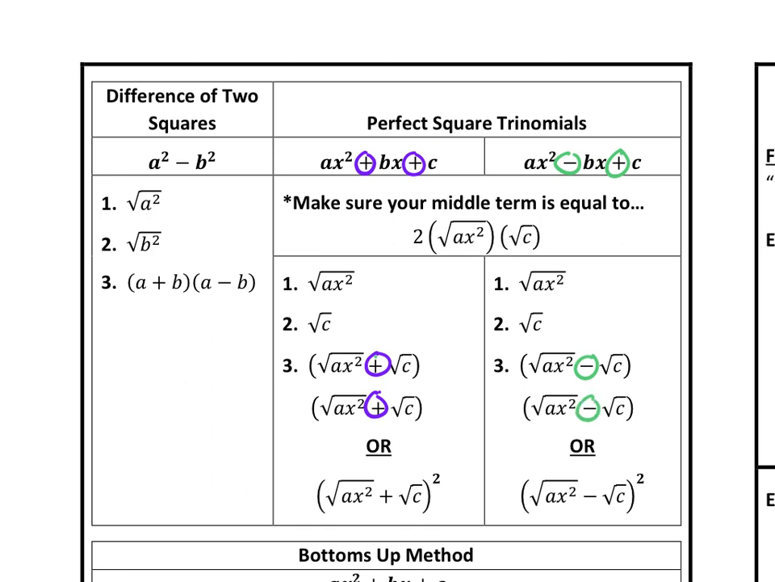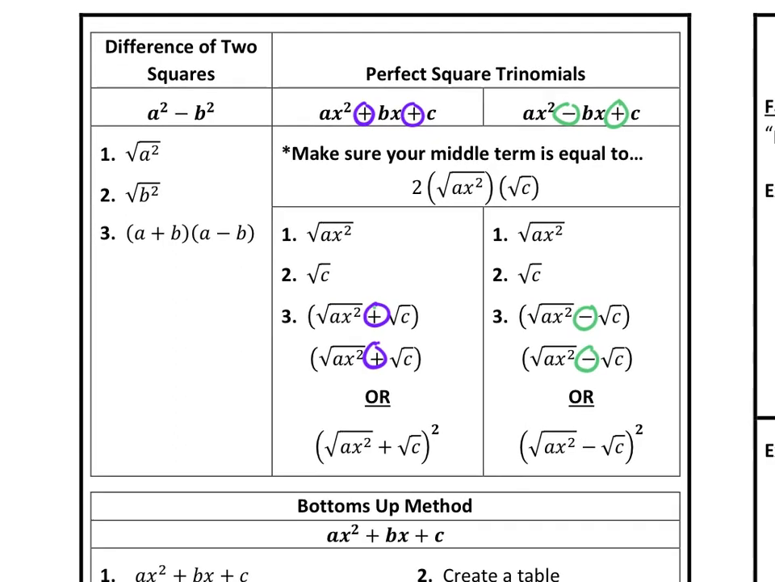But we still have to check to see if we can square root the first term and the last term. For both cases, we have to make sure that the middle term is equal to 2 times a times b. We're going to keep practicing this process.